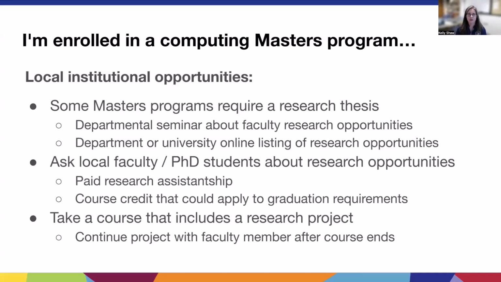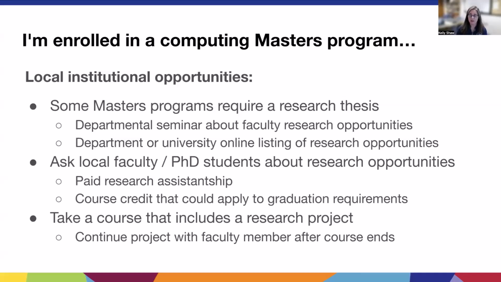Another thing you can do is talk to faculty members at your institution and PhD students about research opportunities. Now, there could be opportunities for you to do a paid research assistantship where you work on research for a faculty member and they pay you a salary. Another thing you could do is get course credit for working with a faculty member on research, and that course credit would hopefully apply to your graduation requirements for your master's program.